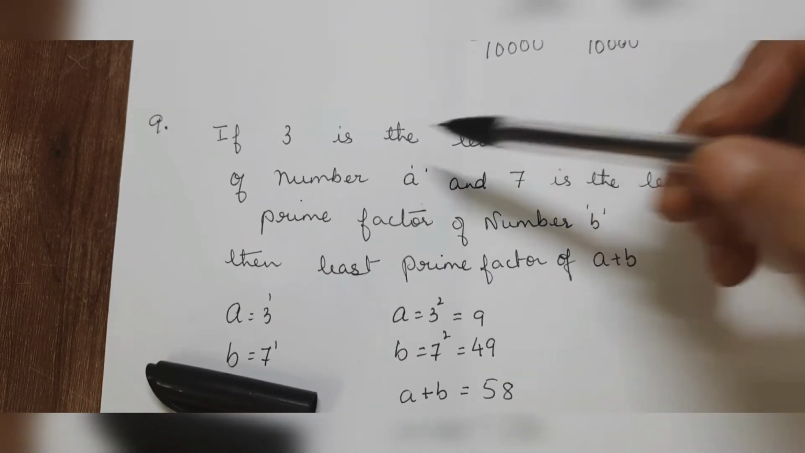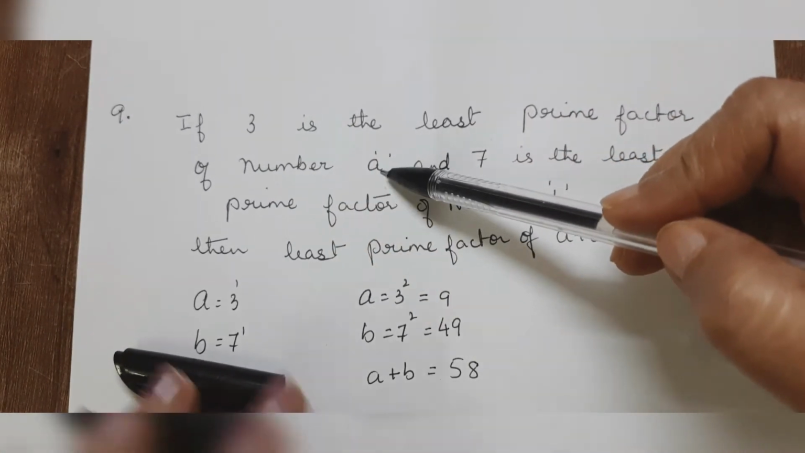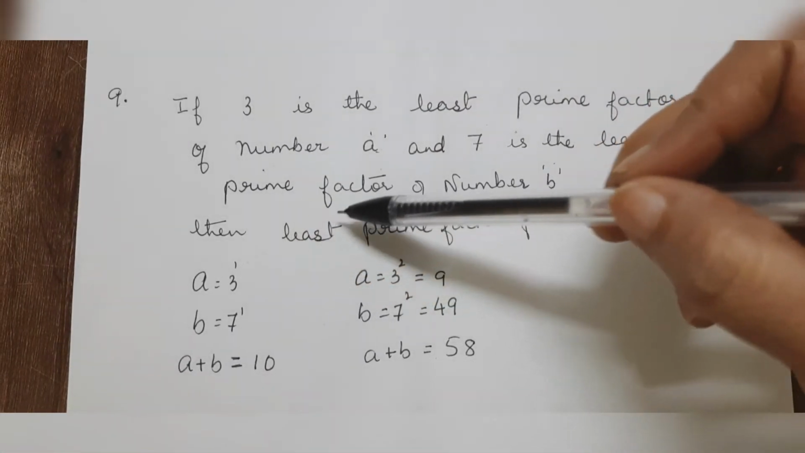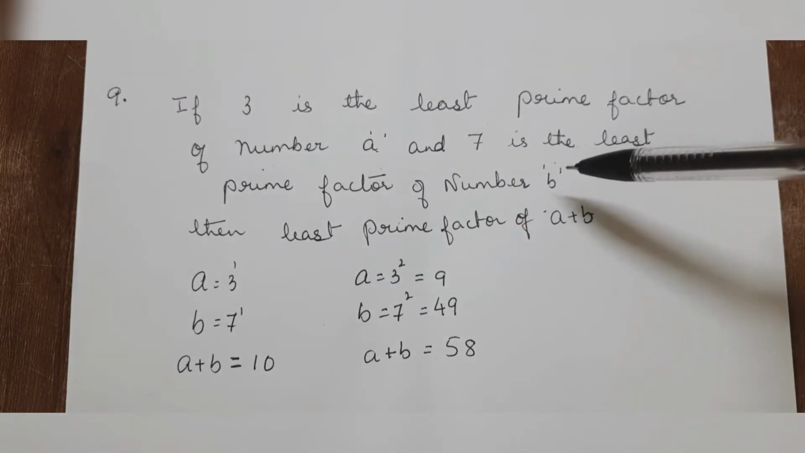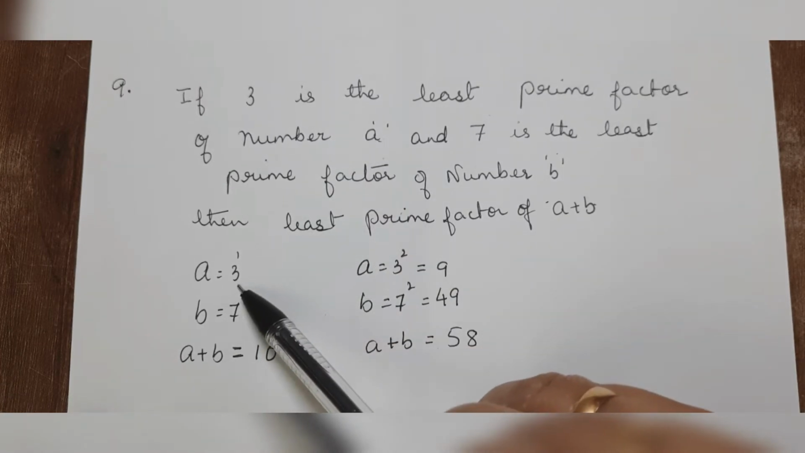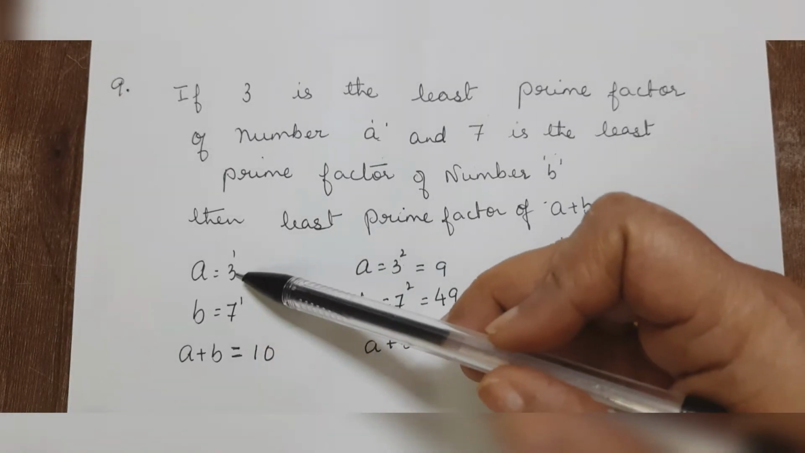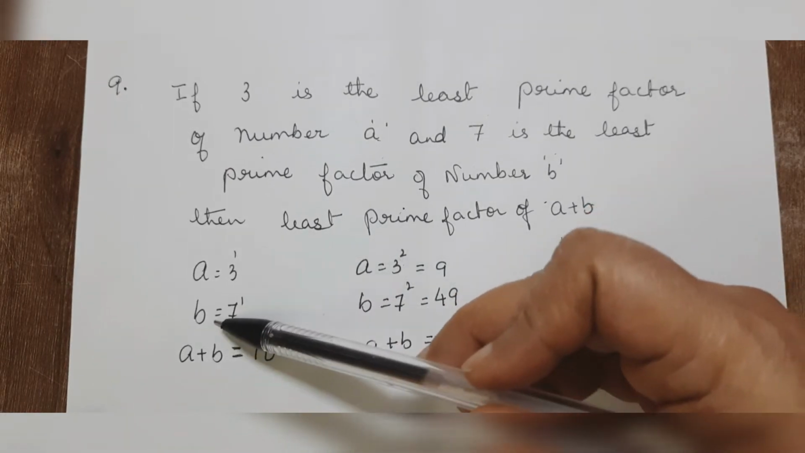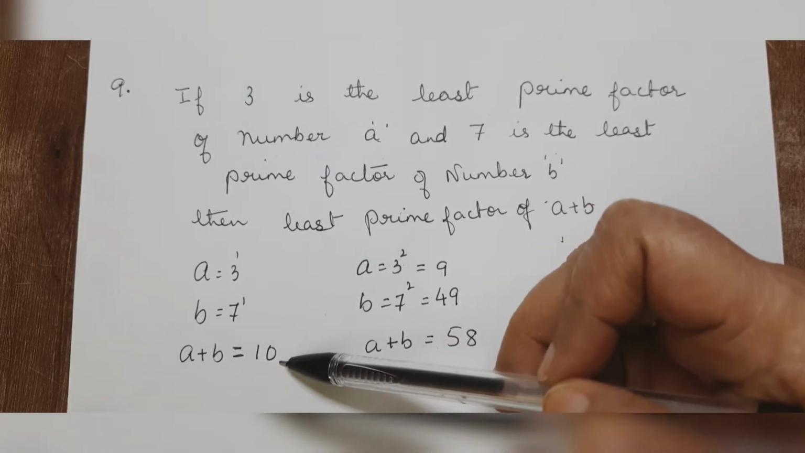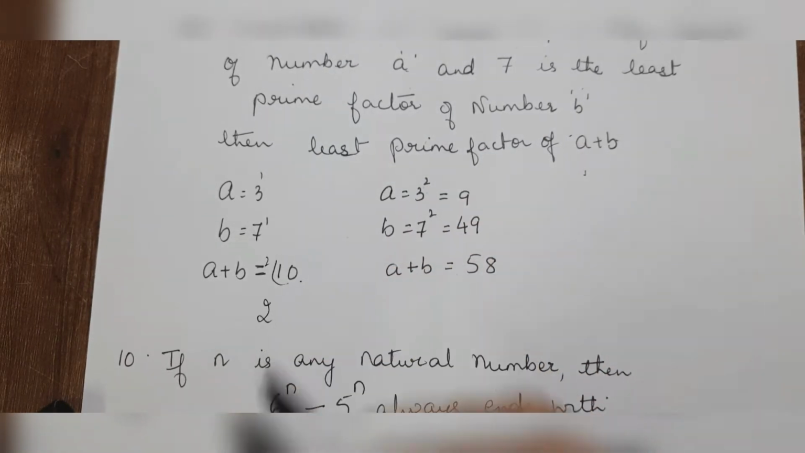One more question. If 3 is the least prime factor of a number A, see this is important, and 7 is the least prime factor of number B, then the least prime factor of A plus B. Now understand the question. Here if A is a number and the least prime factor here is 3. If at all we assume we don't know the power, it might be 1, 2 or anything. So we'll just check with the case if it is 3 raised to 1 and B is 7 raised to 1. Add 3 plus 7, we will get 10, and the least prime factor, if you do prime factorization for this, it will be 2 over here.